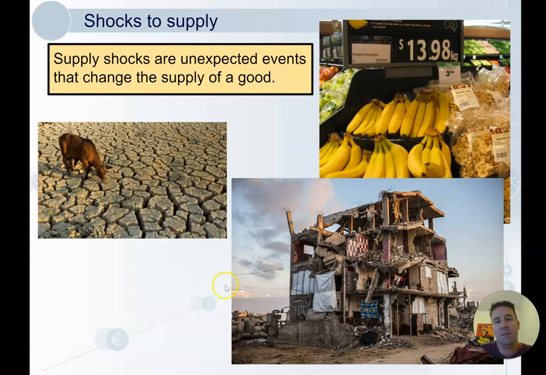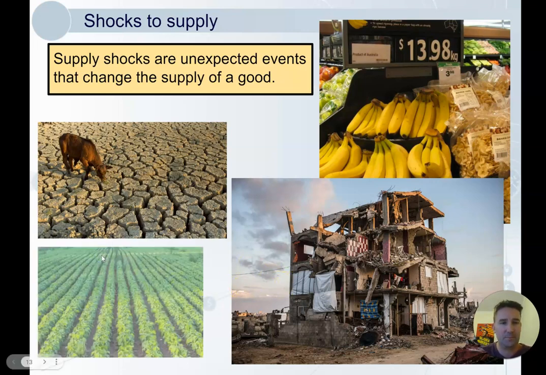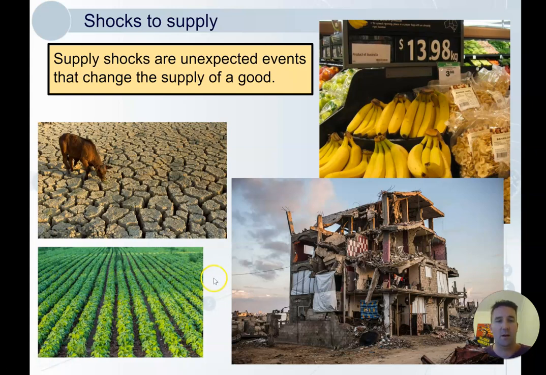Okay, so war, less can be produced. And there's some good news with supply shocks. This is unexpected good weather. So like the perfect growing conditions, suddenly you get a much larger supply of your agriculture, and therefore there's going to be an increase in supply out onto the market.